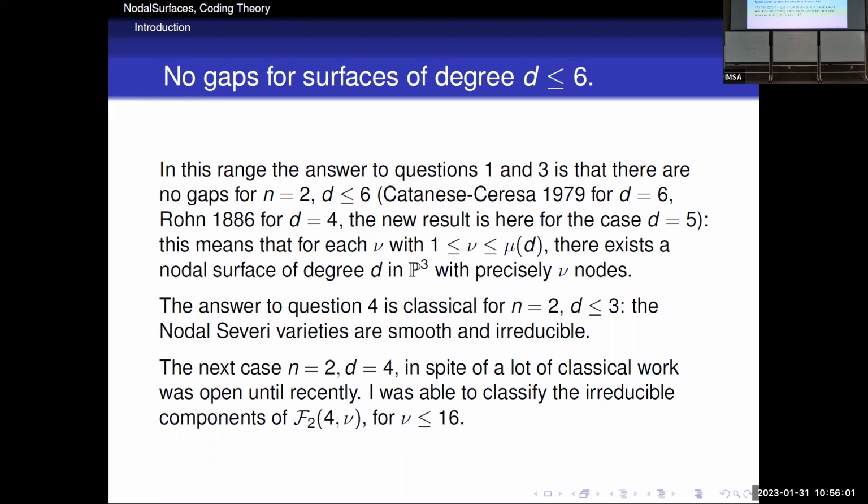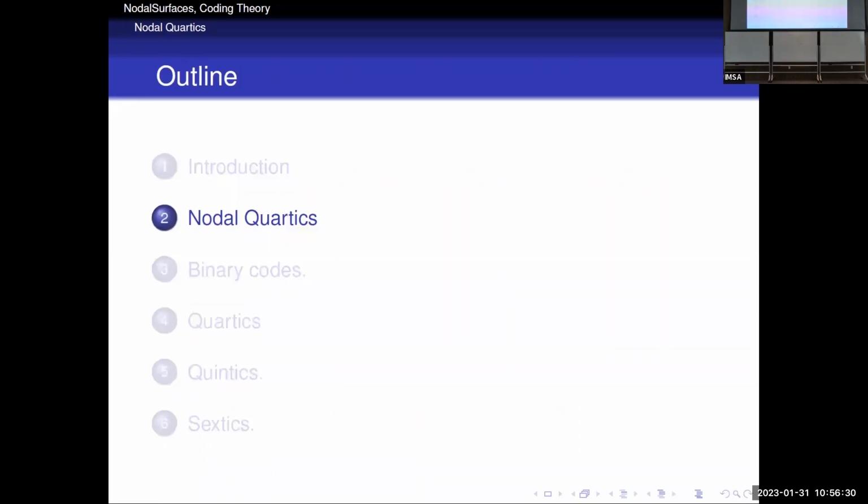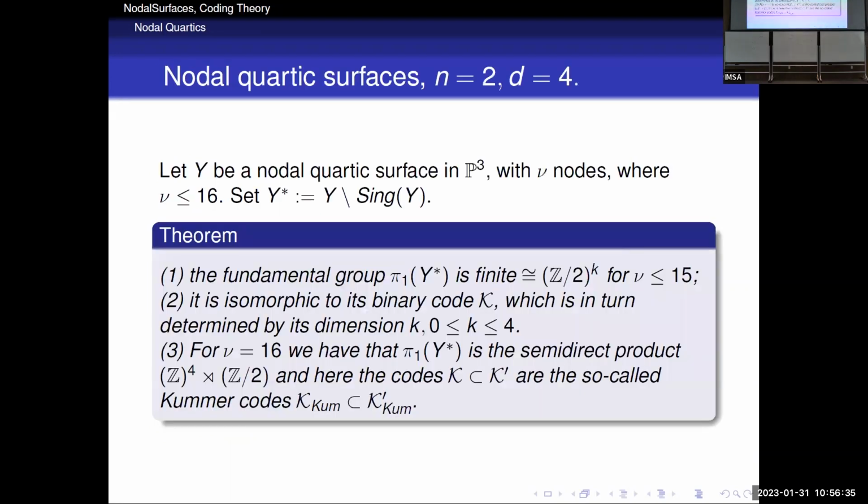Now, let's go to the case of quartic surfaces. And this was completely open until recently. And I was just able to classify the reducible components of the variety of nodal surfaces of degree 4 with nu nodes. And as you see from the picture, for 16 nodes, there is only one family, but the situation becomes complicated. So let me explain at least the result of nodal quartics.